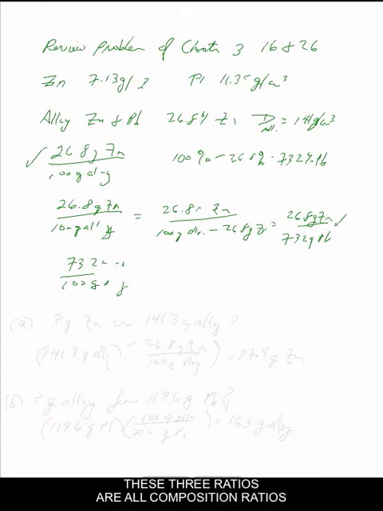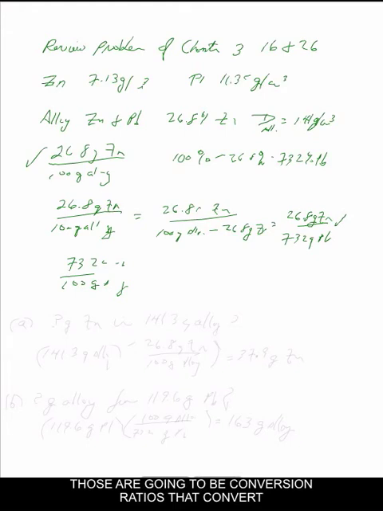These three ratios are all composition ratios and allow us to solve various kinds of problems that I'm going to begin to show you. The other point here is that I've got densities of both the zinc, the lead, and the alloy. They had to be given to me, or I have to look them up or in some way know those. Those are going to be conversion ratios that convert between mass and volume, because as we know now, that's what density always does. So let's look at a question.